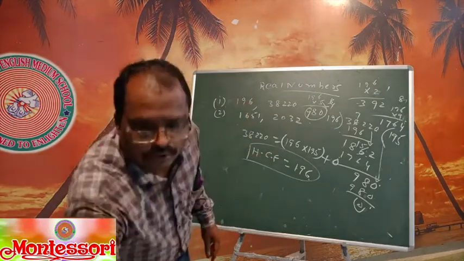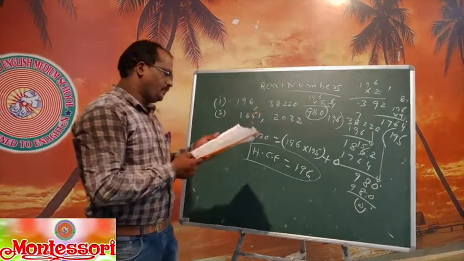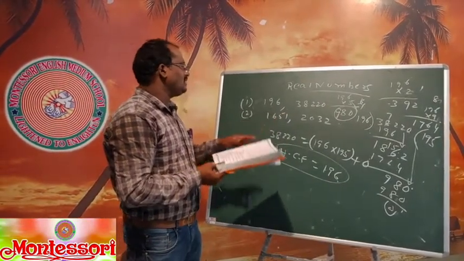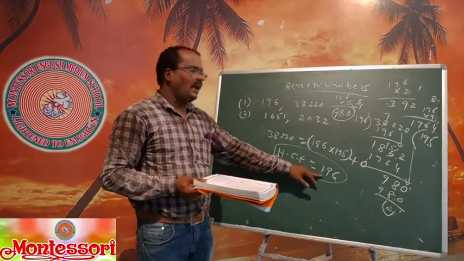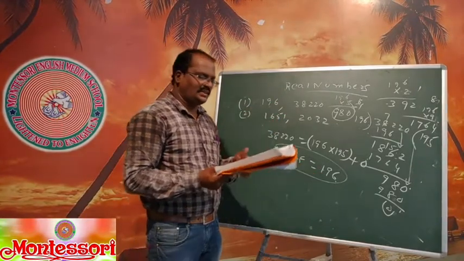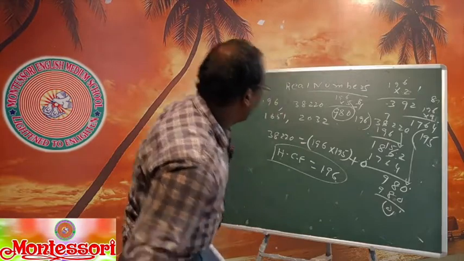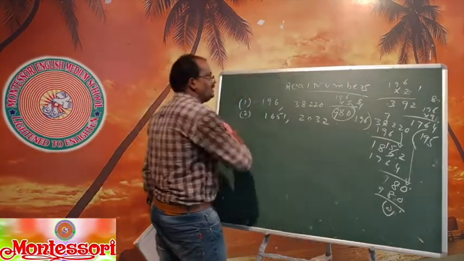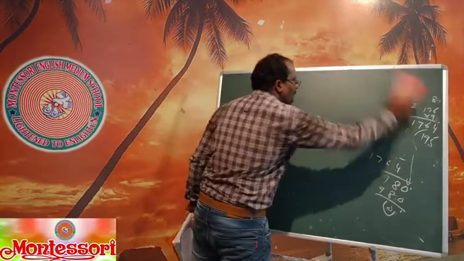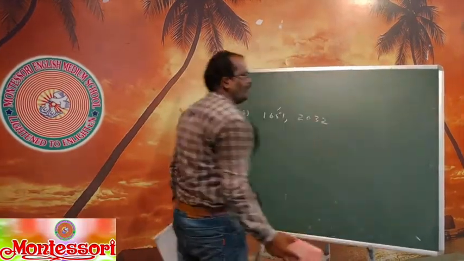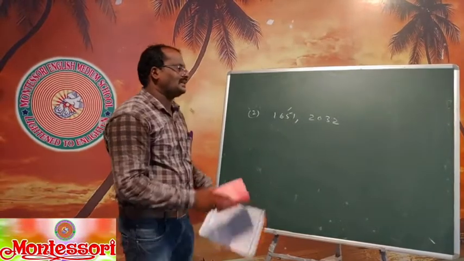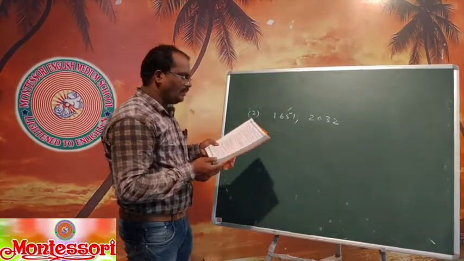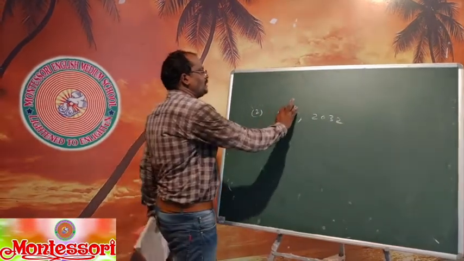See your textbook, page number 5, question number 1, part 2: 196 and 38220. What is the HCF? The HCF is 196. Now we are going to discuss the second question from the last class homework. Which numbers did I give here? 1651 and 2032. These two numbers I gave.